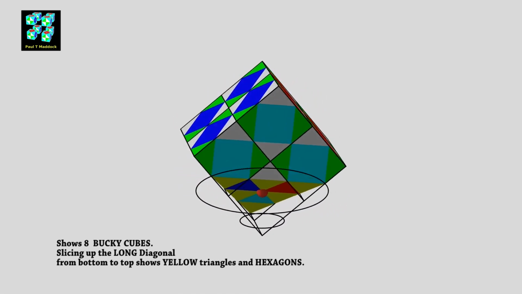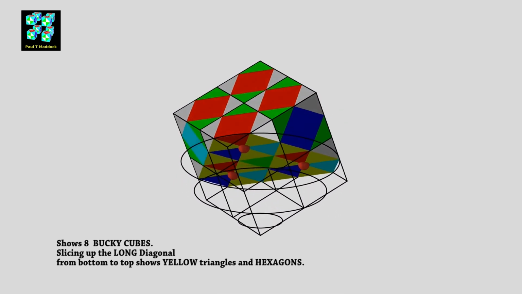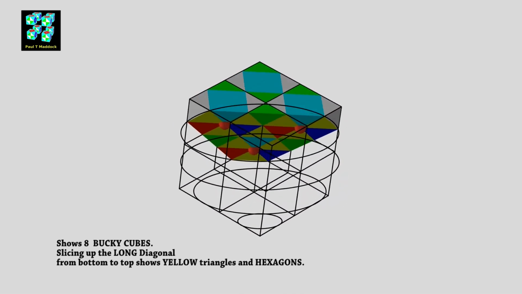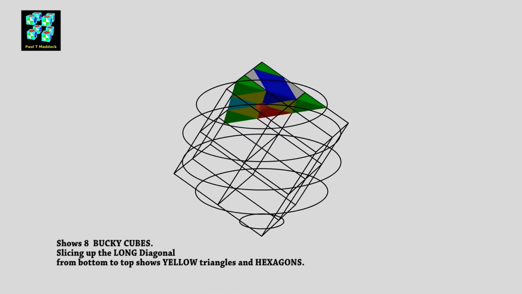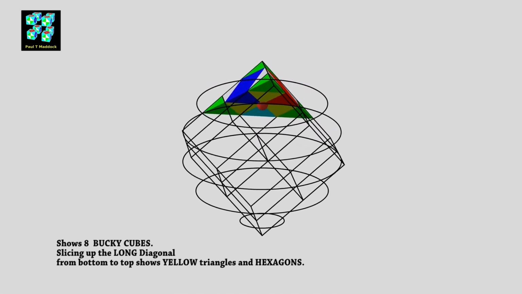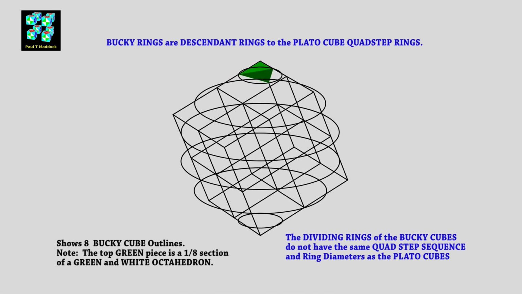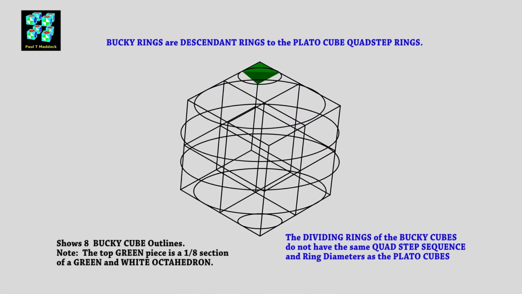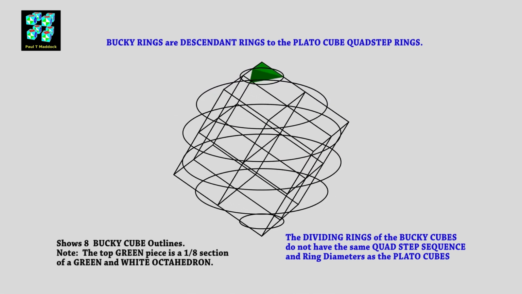Now I found something interesting. When making the Plato tetrahedral sequence, it used the quad step sequence, starting with 12, 24, 36 and 48. But the rings on this Bucky slicing is different. The diameters are different. It doesn't follow the quad step sequence. So the rings on the balls are different to the Plato system.